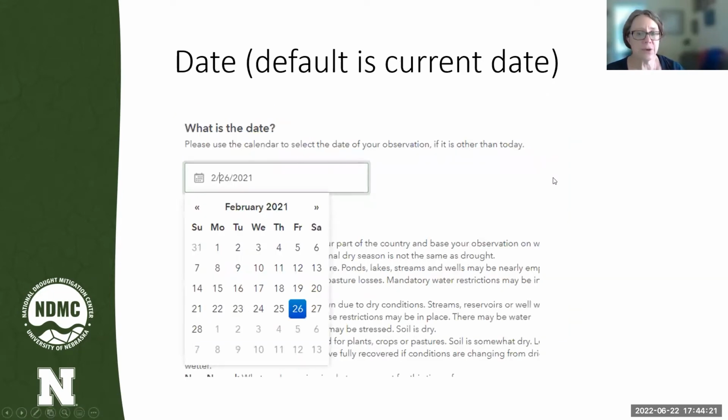The default date is the current date. And if you've taken a photo from a few days ago or a few weeks ago and you want to upload that, then you can use the calendar to pick a different date.